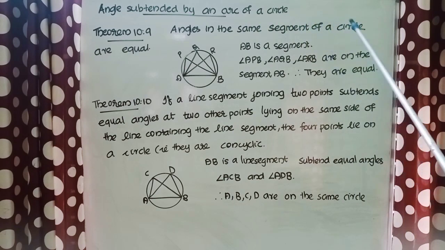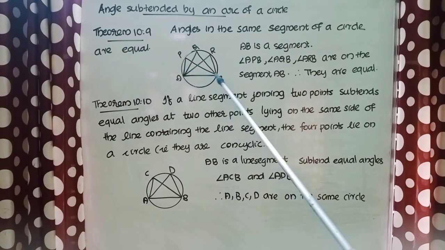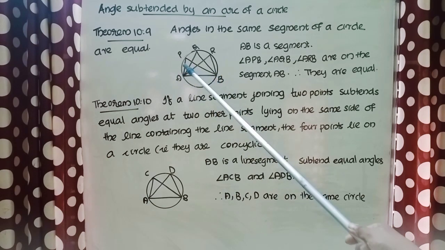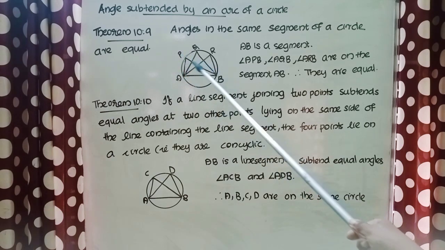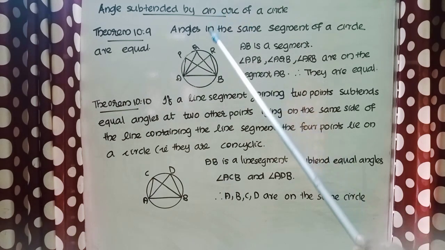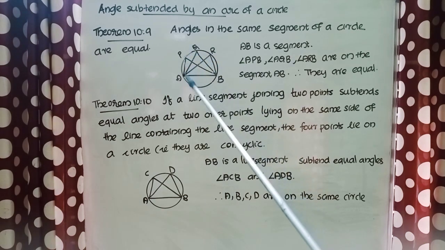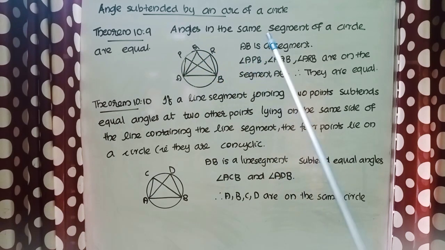Angles in the same segment of a circle are equal. Here is drawn a circle and AB is a chord, and this portion is a segment, and you can see there are angles on this segment AB, that is angle APB, angle AQB, angle ARB. Then the theorem states that angles on the same segment are equal. That means these all angles, angle APB, angle AQB and angle ARB are equal.